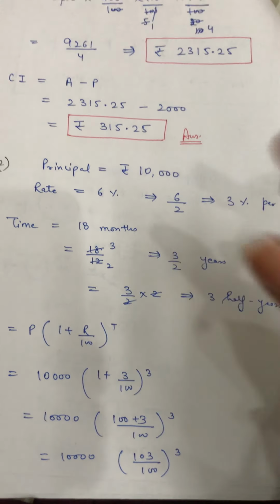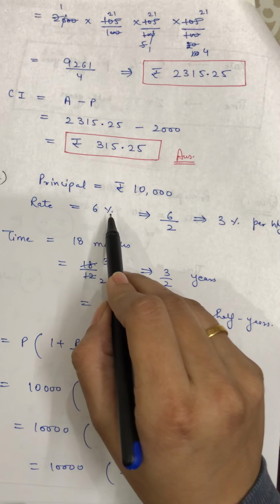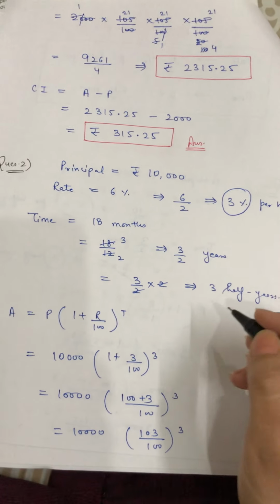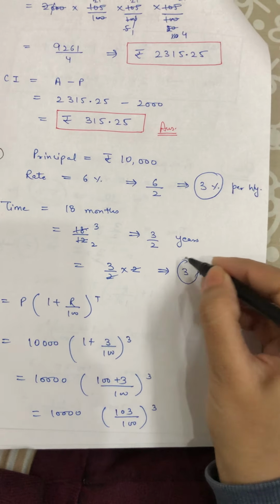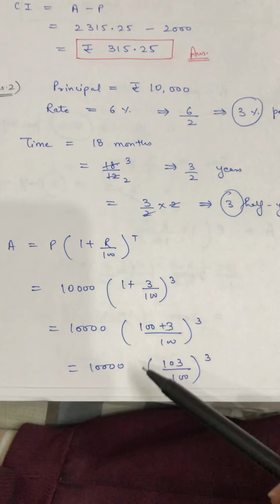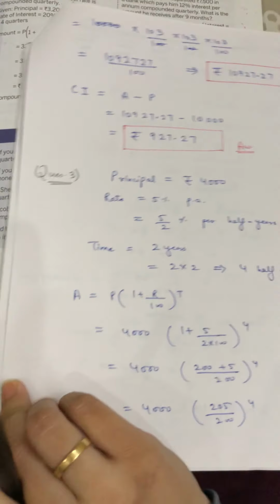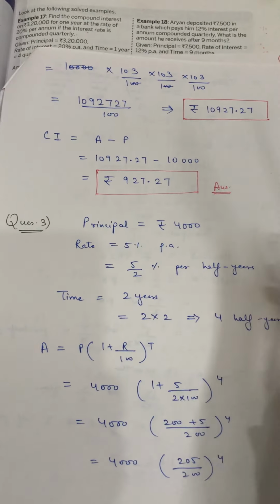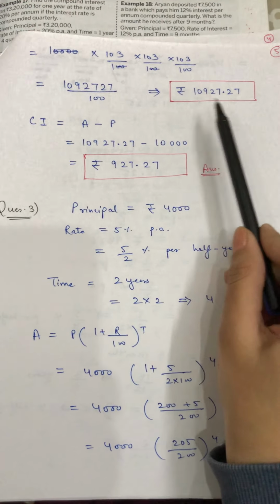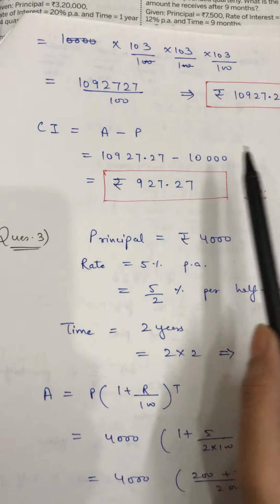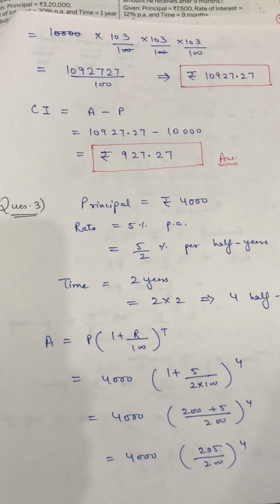Earlier your rate was given for the complete year. Now for half year, the rate is 3%, time is 3, and principal is 10,000. The formula is the same as it is. Put the values in the formula and take out the answer of amount. After the amount, you have to find the compound interest. Now this is the amount value and the principal value is given in the question. Subtract it and your answer will be there.